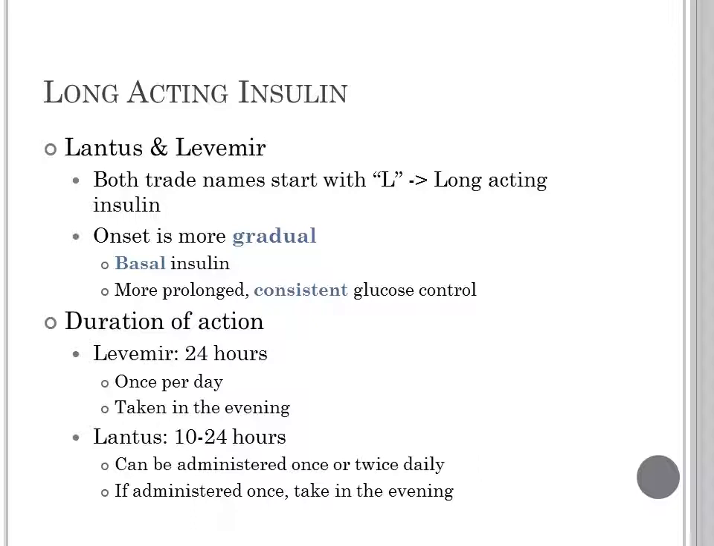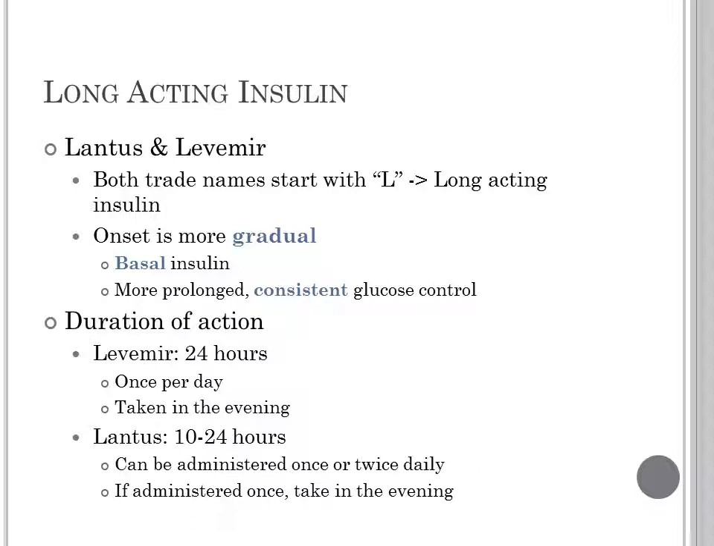If not, no worries. Onset of action for this is a lot more gradual. Because it's more gradual, it's less likely to cause hypoglycemia because it really doesn't have that potent punch to bring blood sugars down. It's also called a basal insulin because it's like that basal rate, that continual coverage. It's more prolonged and provides much more consistent glucose control. And it's not unusual for patients to take their short or rapid-acting insulin before they eat and then take the long-acting insulin either once a day or twice a day just to help control their blood sugar.